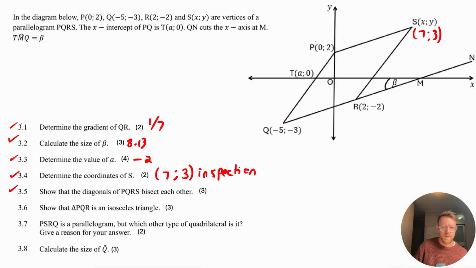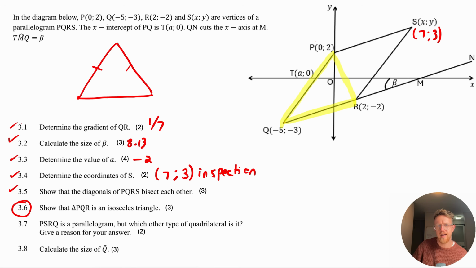Okay, this question says, show that the triangle PQR is isosceles. We know that a triangle that is isosceles has two sides that are the same. So don't waste time here. Look carefully at the triangle. I know it's not drawn according to scale, but most times they pretty much are. Which two sides look like they're the same length?